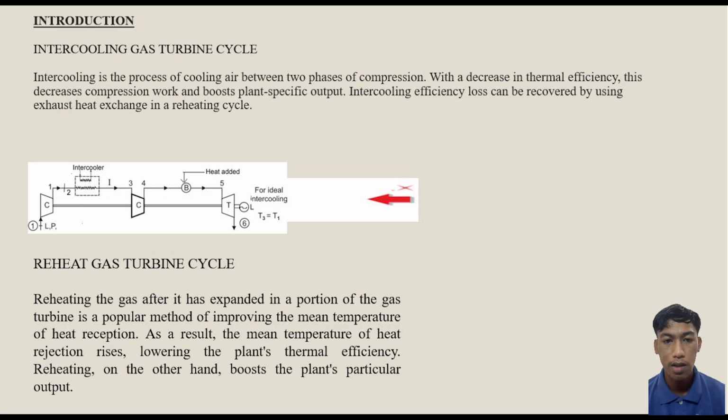Reheat gas turbine cycle. Reheating the gas after it has expanded in a portion of the gas turbine is a popular method of improving the mean temperature of heat reception. As a result, the mean temperature of heat rejection rises, lowering the plant's thermal efficiency. Reheating, on the other hand, boosts the plant's specific output.